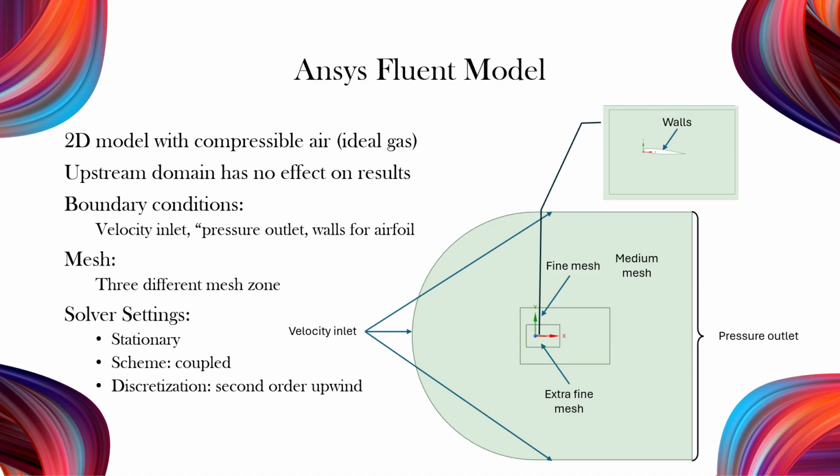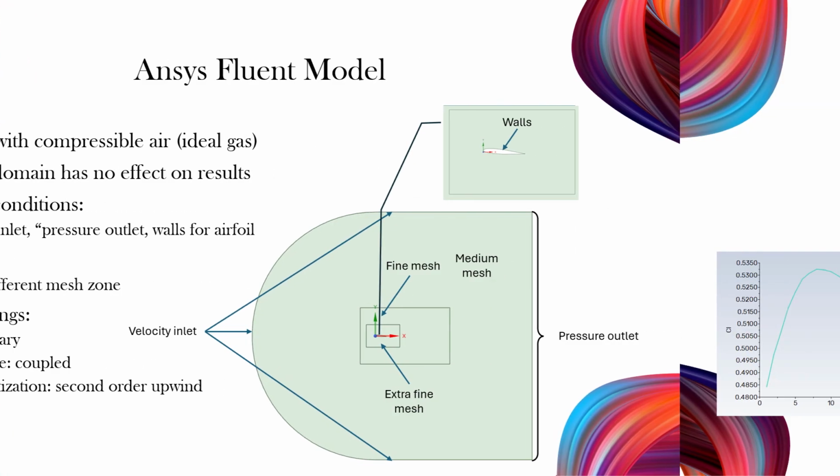The computational mesh is divided into three zones to effectively capture the flow gradients. The mesh is extra fine near the airfoil surface, fine in the intermediate region, and medium in the far field domain. The solver is set to steady state using the coupled scheme for pressure-velocity coupling. For spatial discretization, a second-order upwind scheme is applied to achieve higher accuracy in the solution.